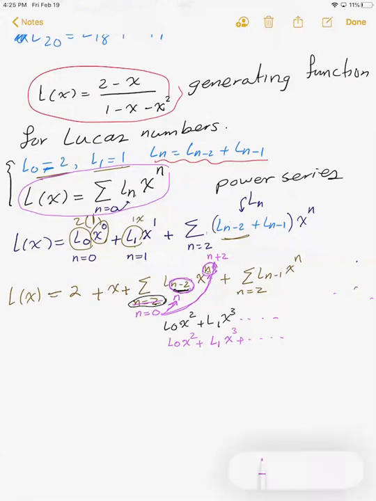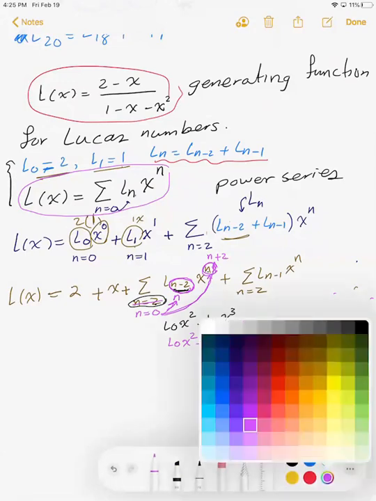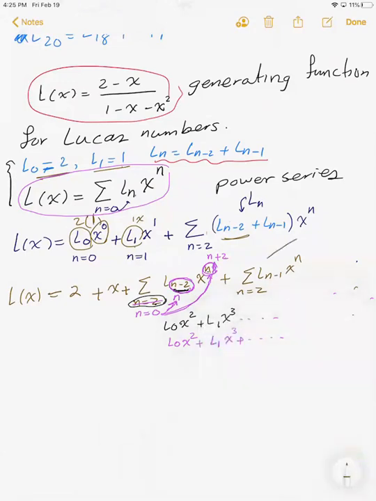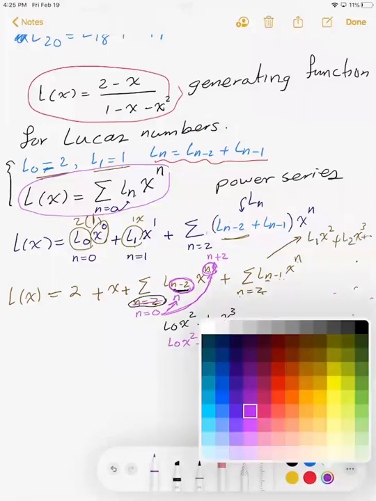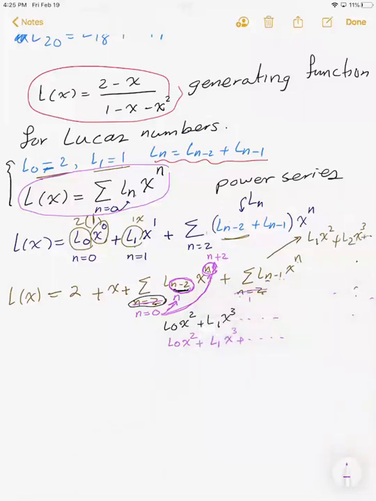I do the same thing here. Before I expand, if I put 2 here, I get L, 2 minus 1 is 1, and x to the power 2. If I change that to 3 to write the next term, 3 take away 1 is 2, x to the power 3 plus dot, dot, dot. So let me change that to n is equal to 1.